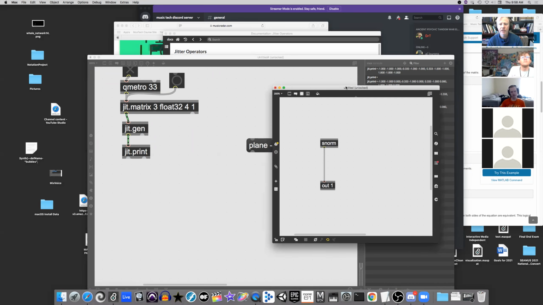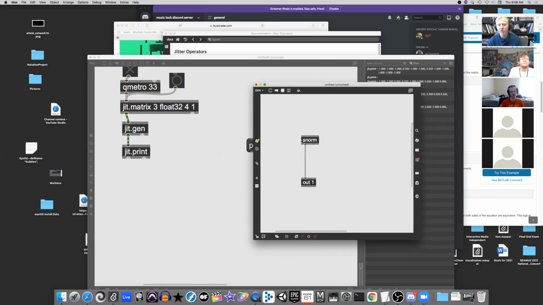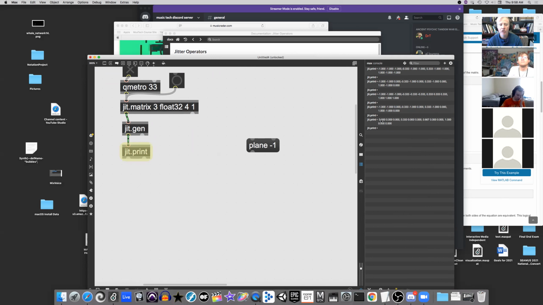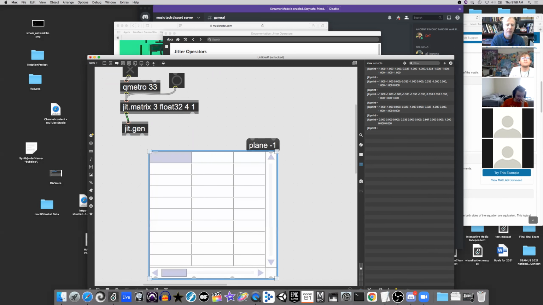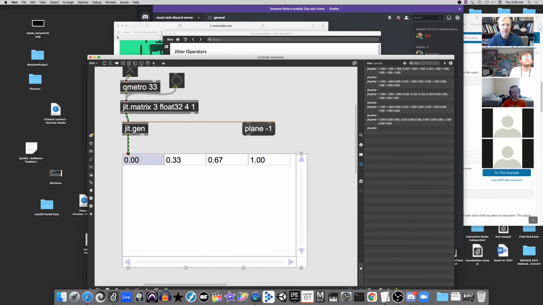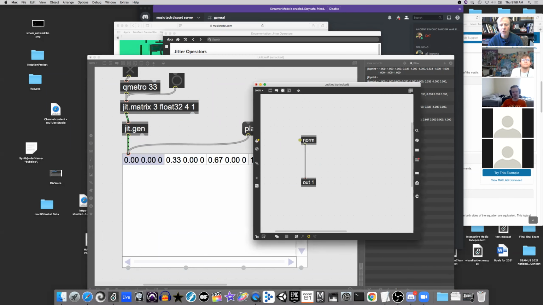So this S norm thing, that's the way it puts numbers across things. If I change this to norm again, then the numbers that go across this are different. So now across the horizontal axis, and we can change back to jit.cellblock, the numbers that go across this now, because that's what this corresponds to, the columns, are 0, 0.3, 0.67, and 1. And that's because it's norm and not S norm.